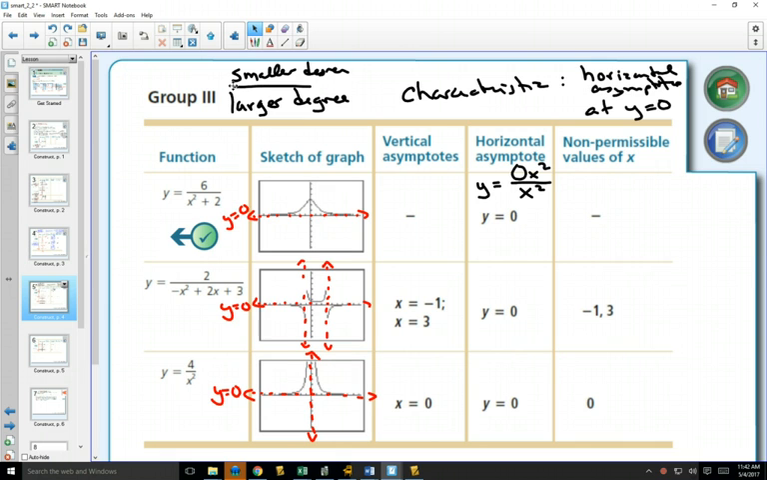Anyways, when you divide by a very, very big number, you're going to get closer and closer to 0, especially as x gets bigger and bigger and bigger, right?